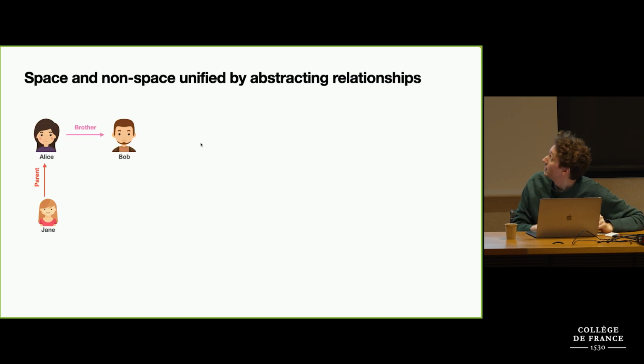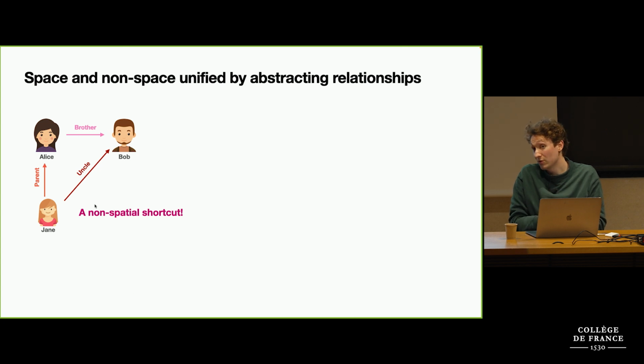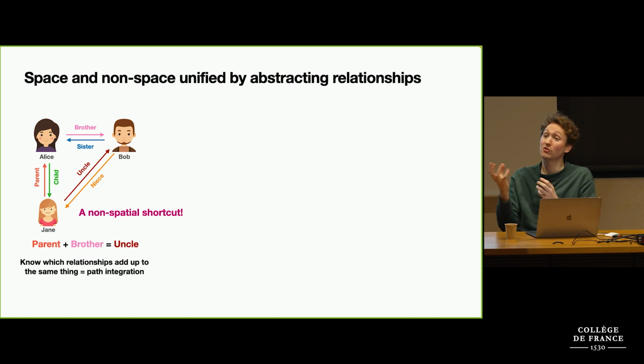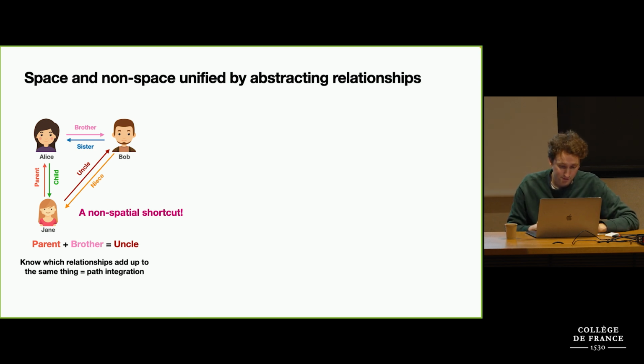So this is the sort of relational problem we're interested in. If I tell you that Bob is Alice's brother and Jane is Alice's child, I've only told you 2 pieces of information there. But you can fill in an awful lot more. For example, you now know that Bob is Jane's uncle. I didn't tell you that, but you can infer that. That's a bit like a shortcut in space, but you've now taken a shortcut in this conceptual family tree. You could do that because you know information like parent plus brother is the same thing as uncle. It's information that you can use to help you make that inference.